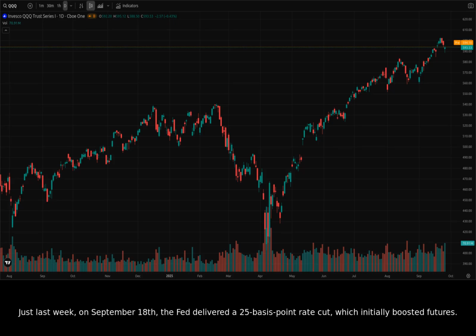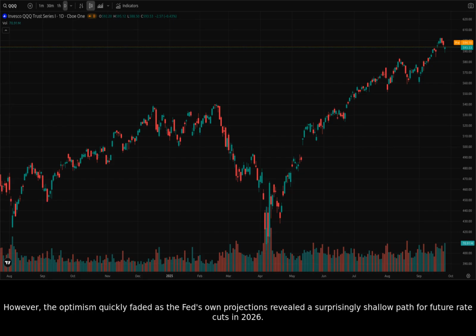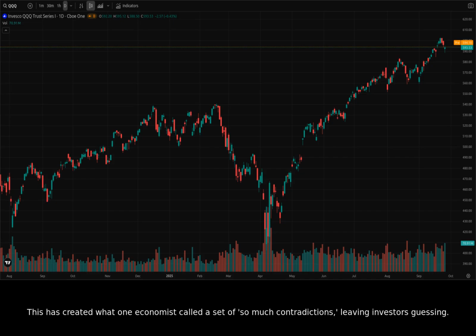Just last week, on September 18th, the Fed delivered a 25 basis point rate cut, which initially boosted futures. However, the optimism quickly faded as the Fed's own projections revealed a surprisingly shallow path for future rate cuts in 2026. This has created what one economist called a set of "so many contradictions," leaving investors guessing.